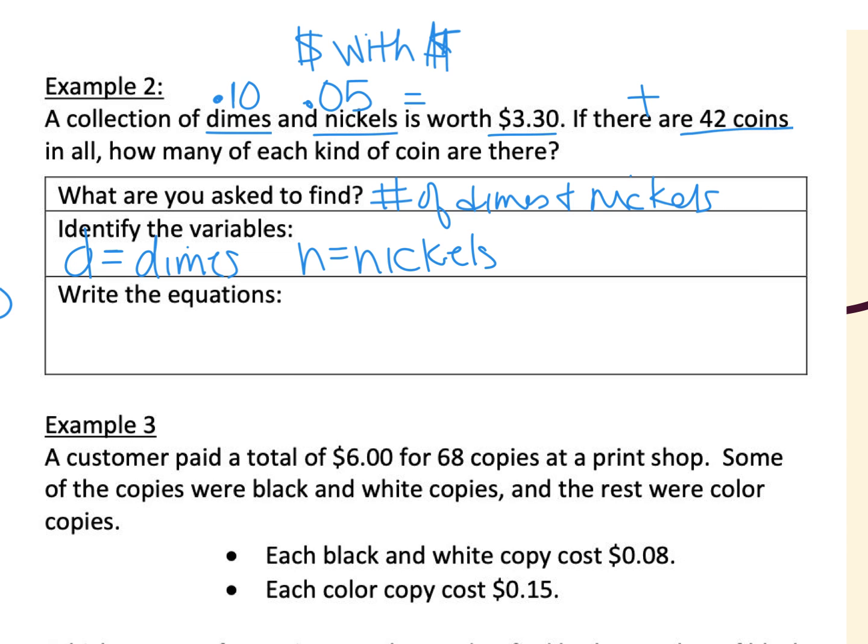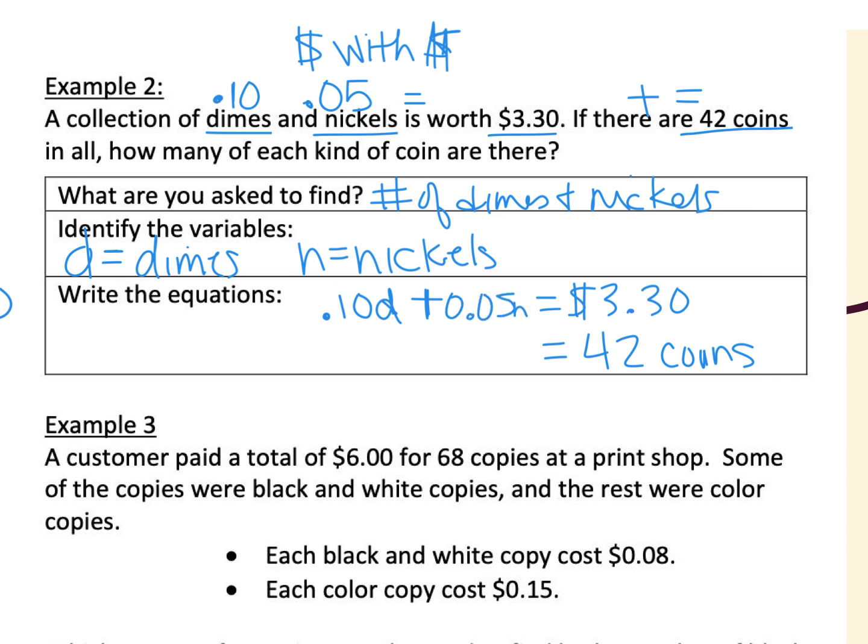So what are our equations? Well, we have 2 types of answers here. We have a money answer, so we need to have a money equation. And then we have a coins answer, so we need to have a coin equation. So money-wise, we know we have dimes. So if we have like 8 dimes, we would say 10 cents times 8. That would give us our money. So 10 cents times D, however many we have, plus 5 cents for nickels.